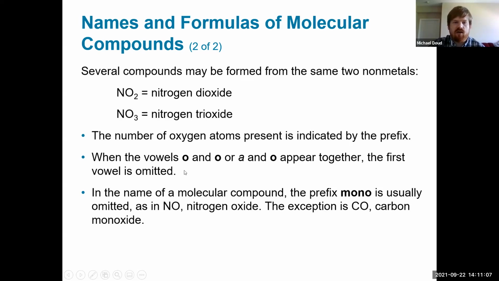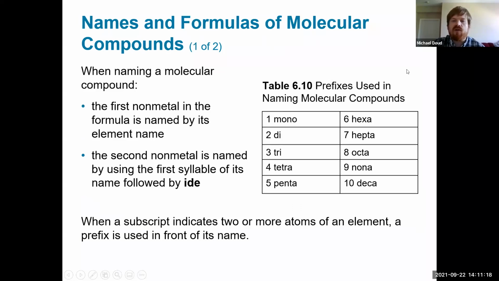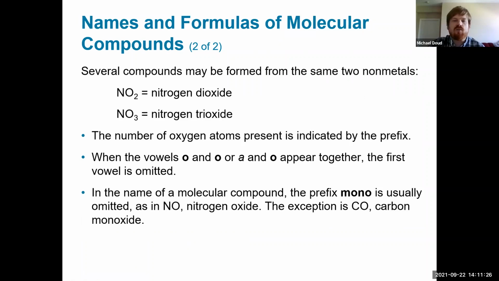What else do I want to say here? Oh, if you have, so this is kind of a bad example, but if you have, for example, 5 oxygens, the prefix for 5 is penta. So you might say pentaoxide, but just by convention, we drop that A and it becomes pentoxide. So we get rid of that A.